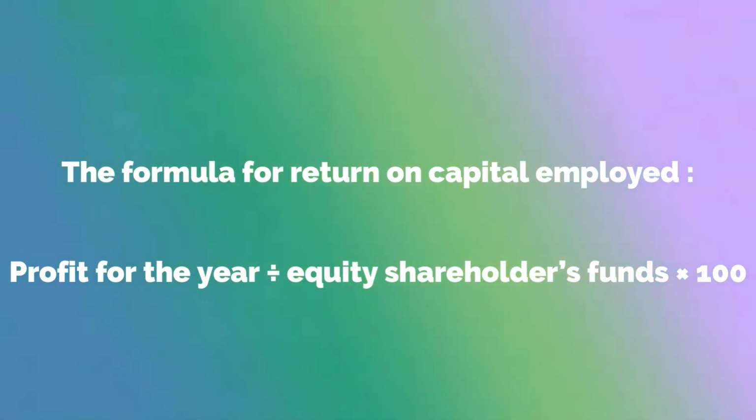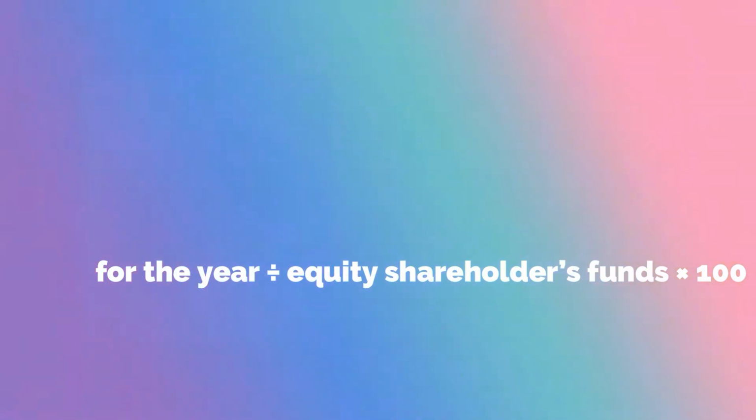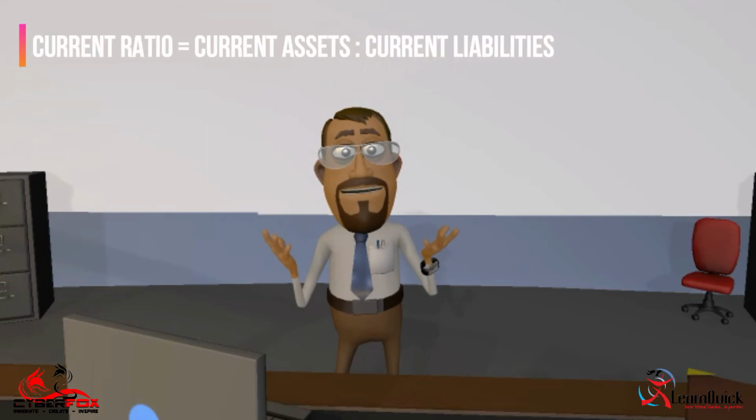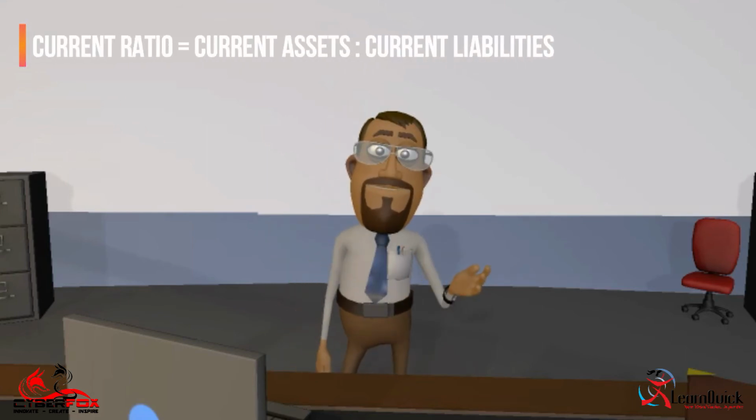The formula for return on capital employed is the profit for the year divided by the equity shareholders' funds multiplied by 100, and the formula for the return on total assets is profits before interest and taxation divided by total assets multiplied by 100. Liquidity ratios are used to determine whether the debtor will be able to pay off current debt obligations without having to raise external capital. The current ratio is current assets over current liabilities.